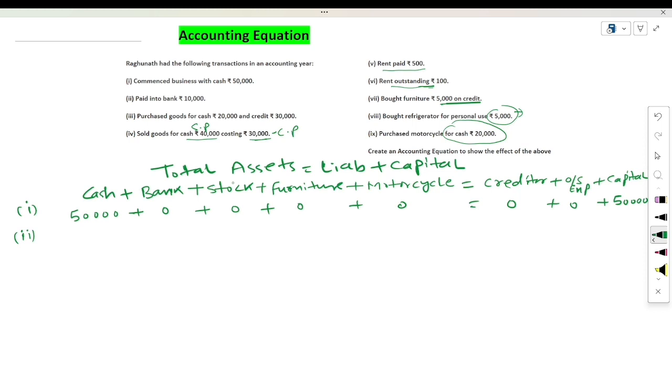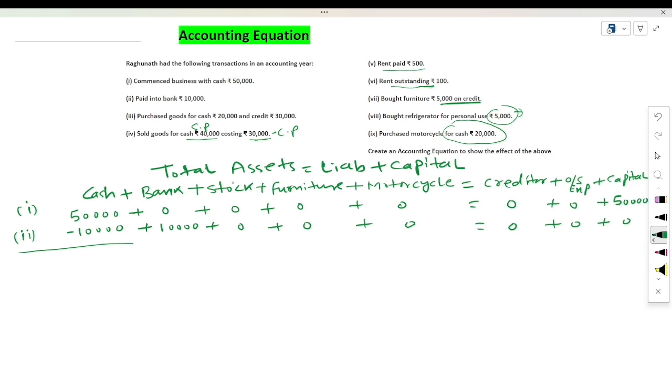Second transaction. Come to the second transaction. Paid into bank. How much? 10,000. Paid into bank means what is being paid into the bank? Cash. It means cash balance will be decreased by 10,000 and bank balance will be increased by 10,000. Stock, no impact. Furniture, no impact. Motorcycle, no impact. Creditor, no impact. Outstanding expense, no impact. Capital, no impact.